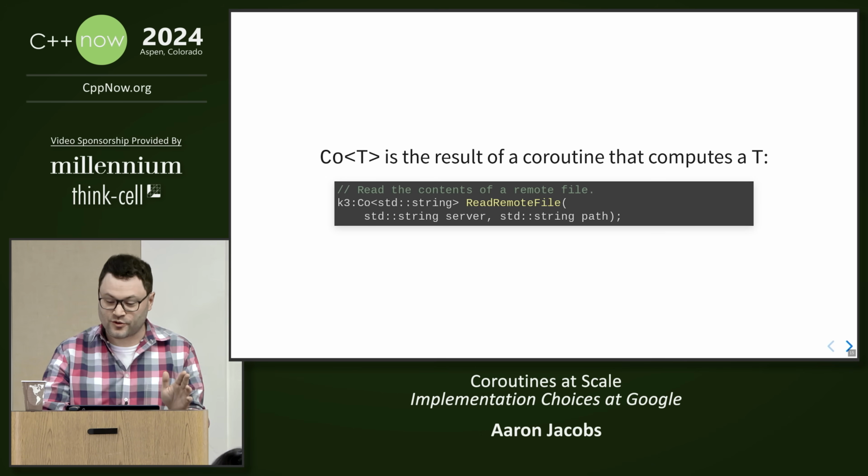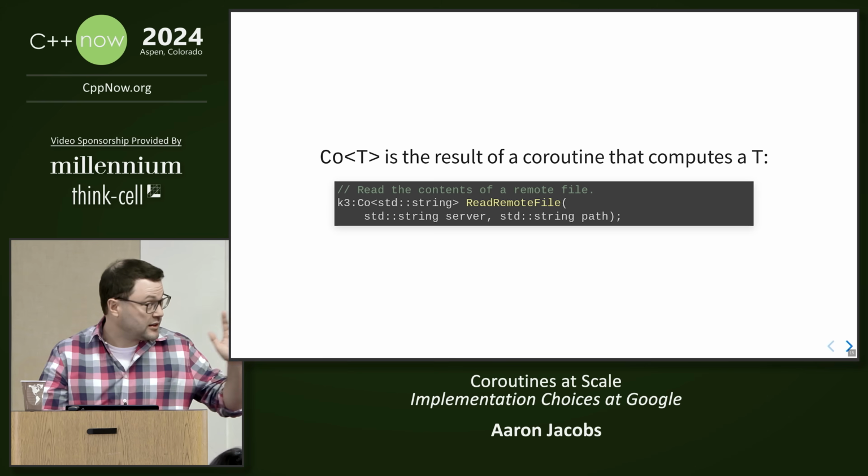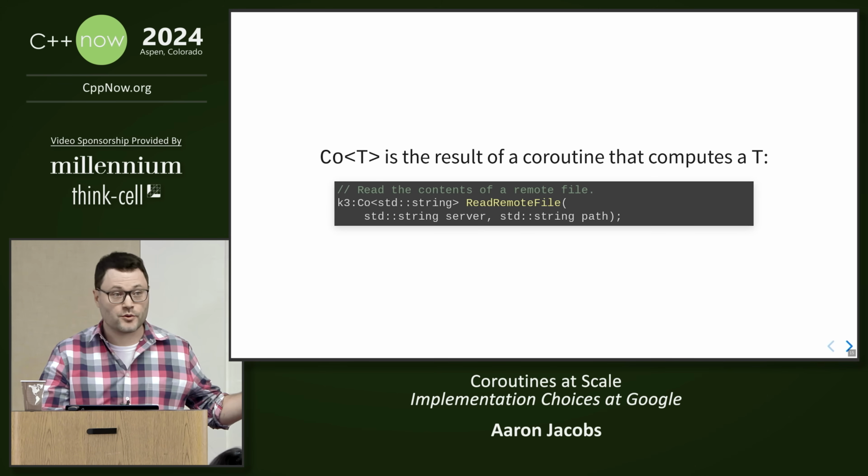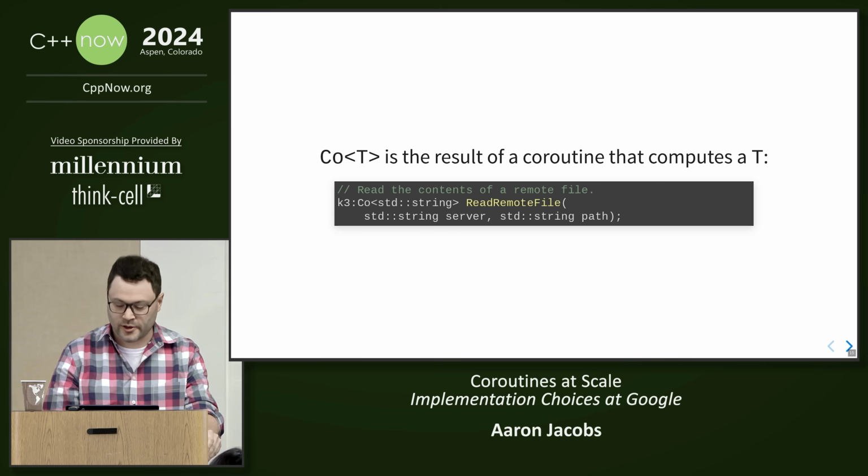The name co is a little strange, but it reflects the fact that this is only a marker type. Like K3, it's just short and sweet. Other async libraries often call this a task or a future. We'll see why we don't call it that here in a little while.